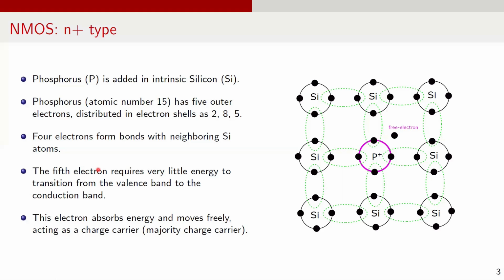Phosphorus with atomic number 15 has electrons distributed as 2, 8, and 5 in energy shells. When phosphorus is introduced in the silicon lattice, 4 electrons bond with neighboring silicon atoms. The 5th electron is weakly bound and requires very little energy to become free. At room temperature, thermal energy is enough to free this electron, making it a charge carrier. Once an electron is released, the phosphorus atom is a positively charged ion, remaining fixed inside the lattice. Since free electrons are mobile, they become the majority charge carrier in N plus doped silicon.